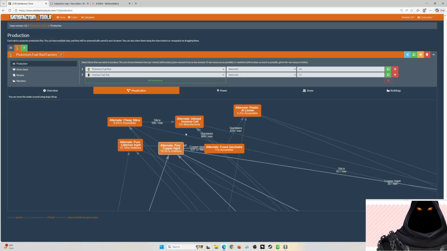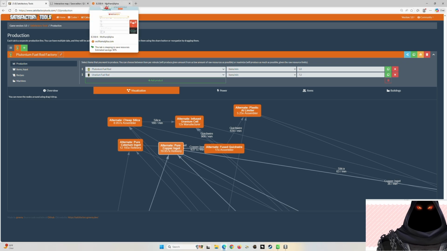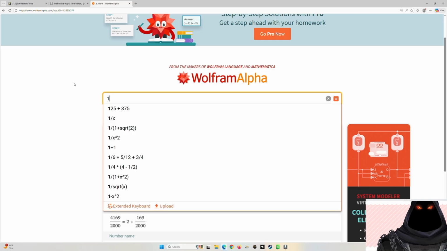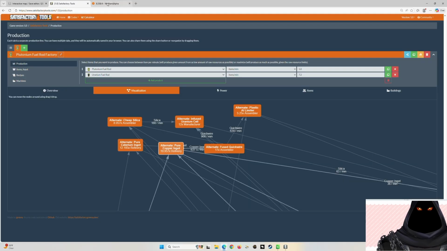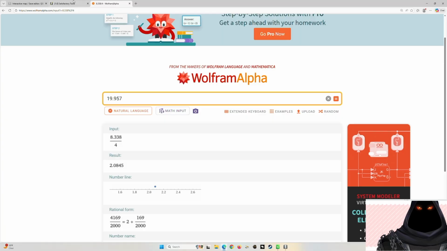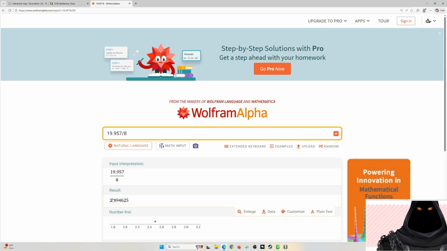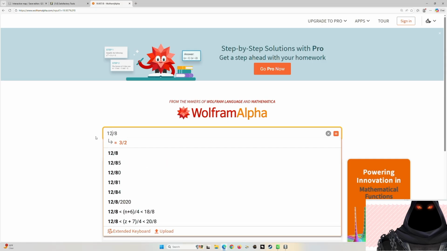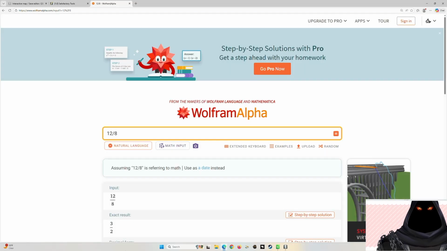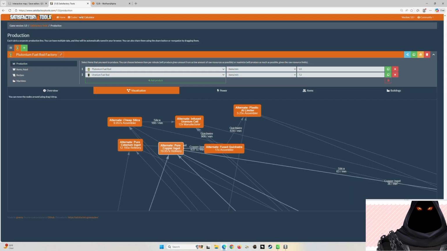Oh, that's a good point. How many manufacturers are we gonna use? Just double check my math here. We're gonna have 19.957. Divide this by 8, so it gives us an overclock of 2.49. So if we have 12, that is 1.5. Okay, no, that's 1 manufacturer. Alright, so that's totally fine. That's totally doable. So what about the fused quick wire? Oh wait, never mind, sorry.